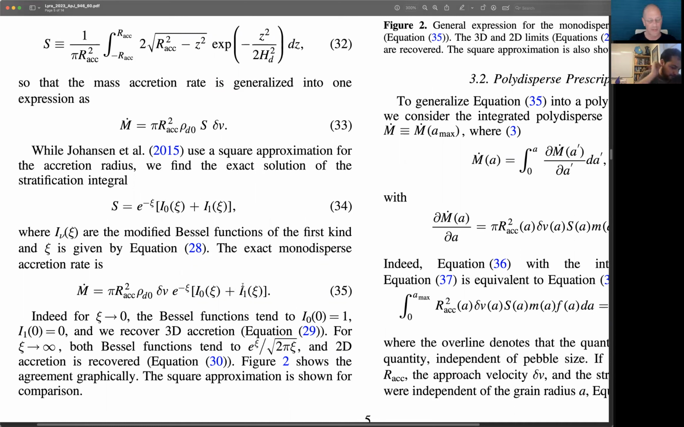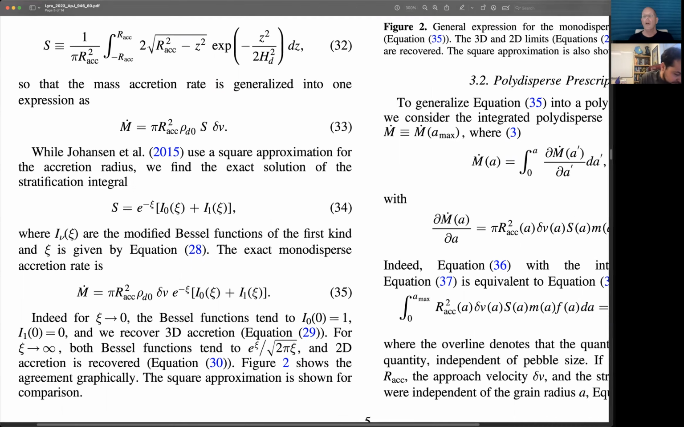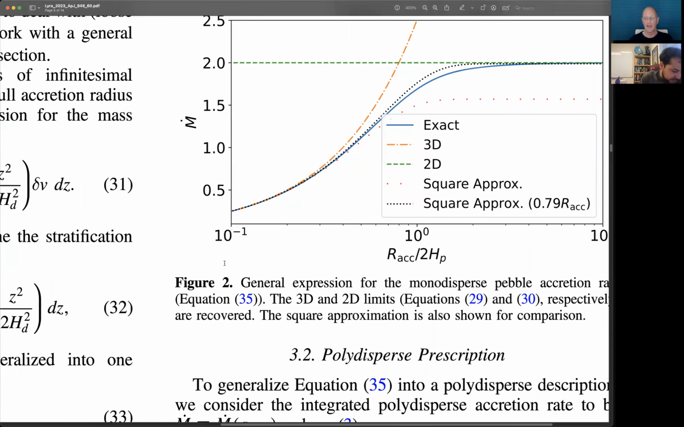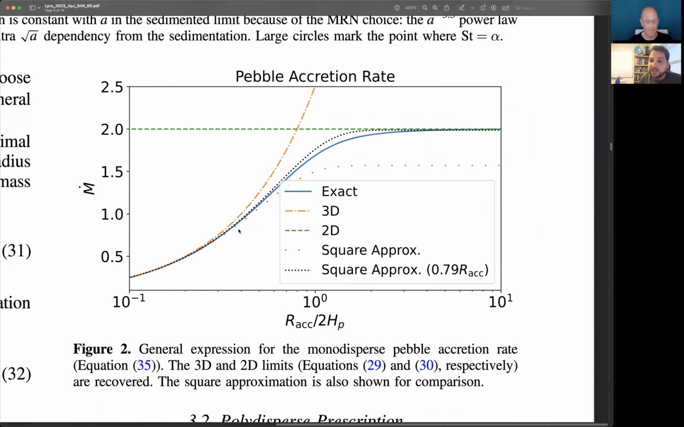Limits of the Bessels. Okay, very cool. And then what is shown in figure 2 is this exact solution, the blue line. It goes smoothly from the 3D accretion rate, which is the orange line, up to the 2D, which is the green one. So you can follow the blue line, and it passes smoothly from the 3D accretion rate for the smallest objects to the 2D accretion rate for the biggest objects.